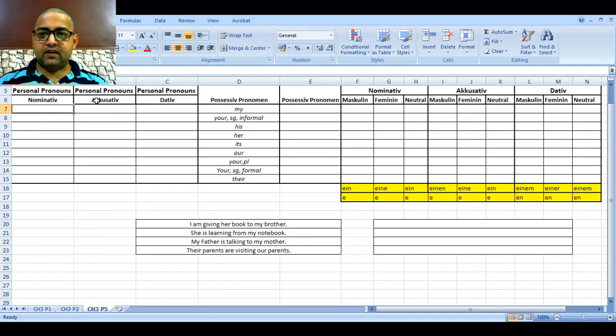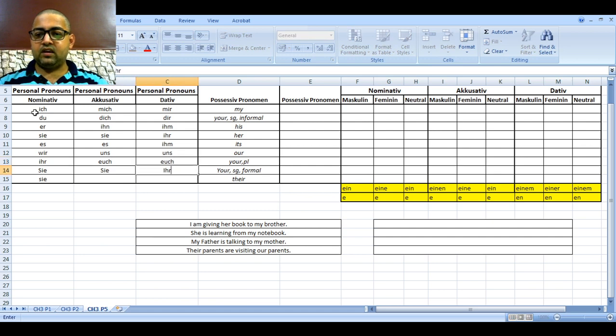So we have nominative, accusative, and dative personal pronouns. What are our nominative pronouns? A quick revision: ich, du, er, sie, es, wir, ihr, sie, sie. My accusative and dative pronouns: mich, mir, dich, dir, ihn, ihm, sie, ihr, es, ihm, uns, euch, sie, ihnen, sie, ihnen.